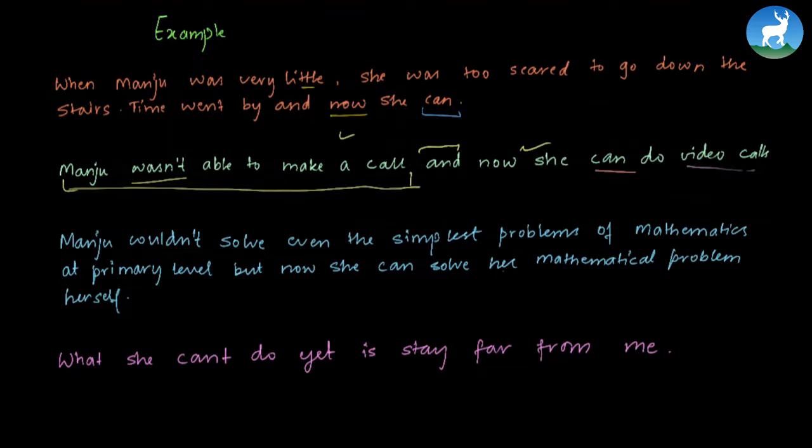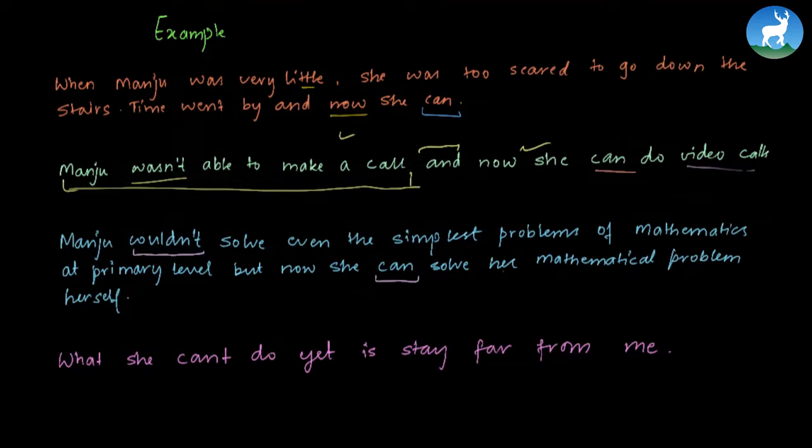That's at her primary level. So Manju couldn't solve even the simplest problems of mathematics at primary level. But now she can solve mathematical problems herself. So here in the first part of the third statement, "couldn't" is used because it's showing the inability in the past, and now Sharada uses "can" because she's showing the ability at the present, the general ability in the present. So Manju couldn't even solve the problems of simplest mathematics in the past, but now she can. So this is showing ability and inability in the same statement.